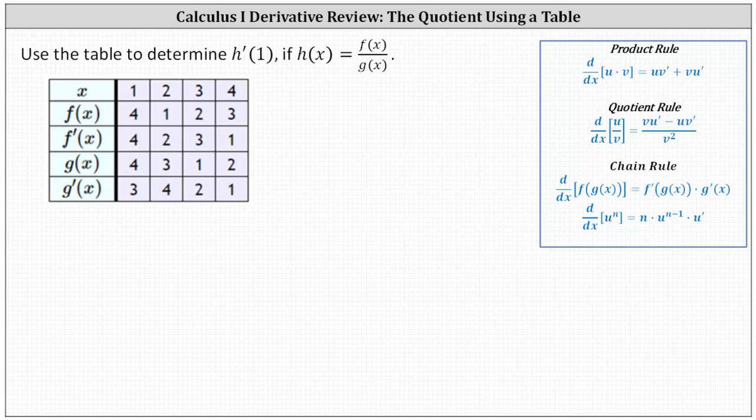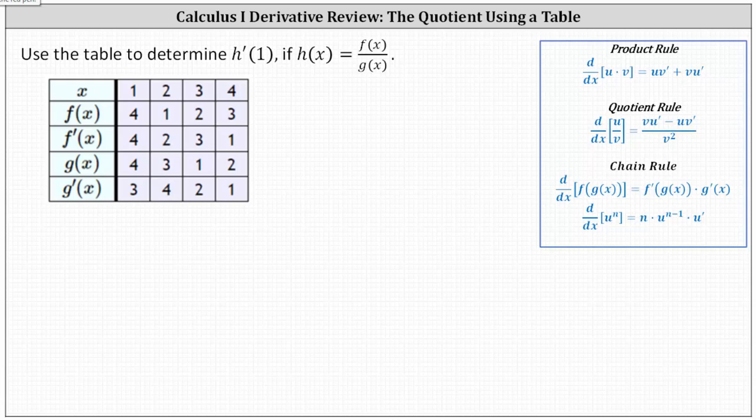Looking at our notes on the right, the quotient rule is the derivative of u divided by v with respect to x equals v times u prime minus u times v prime, all divided by v squared. We'll notice the denominator is the square of the original denominator, and the numerator is the denominator times the derivative of the numerator minus the numerator times the derivative of the denominator.